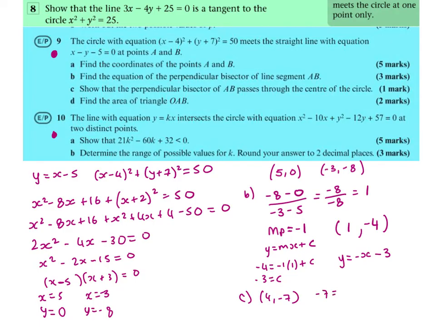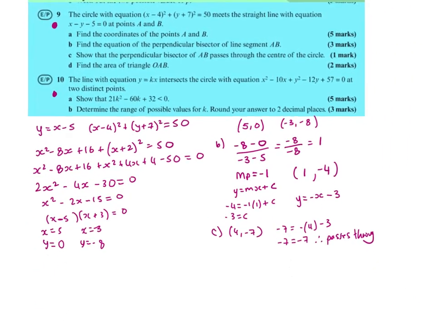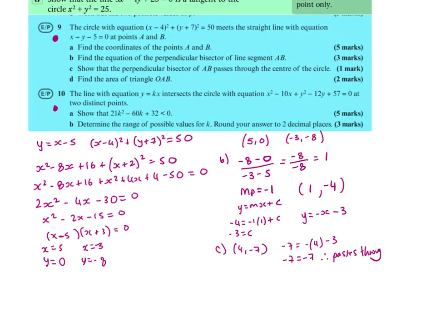So minus 7 equals minus x minus 3, which is minus 4 minus 3. Minus 7 equals minus 7, therefore it passes through. Okay, so that's all easy now. So we know it passes through the centre. It then says find the area of the triangle OAB.